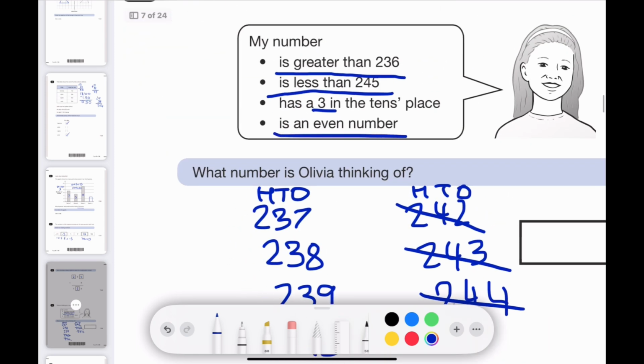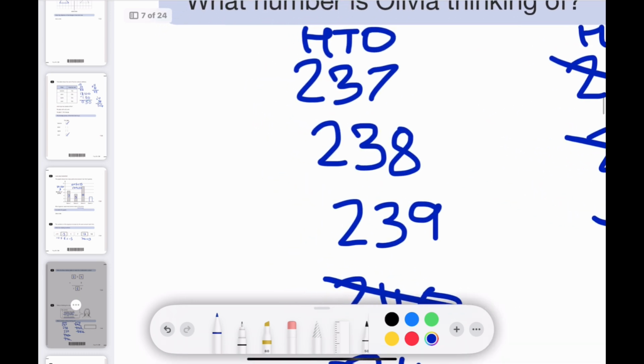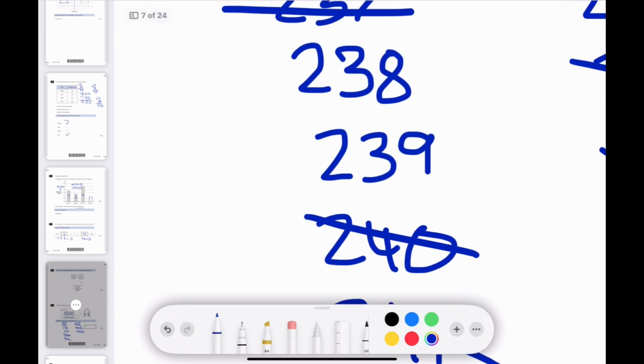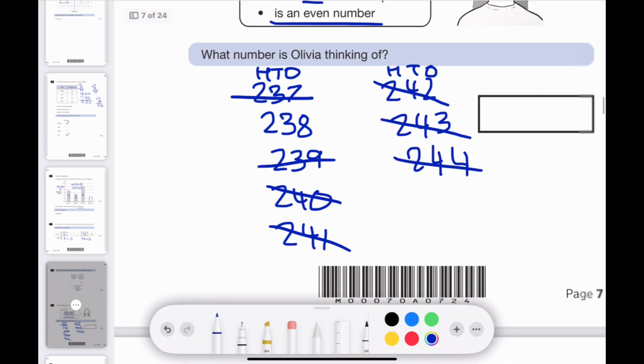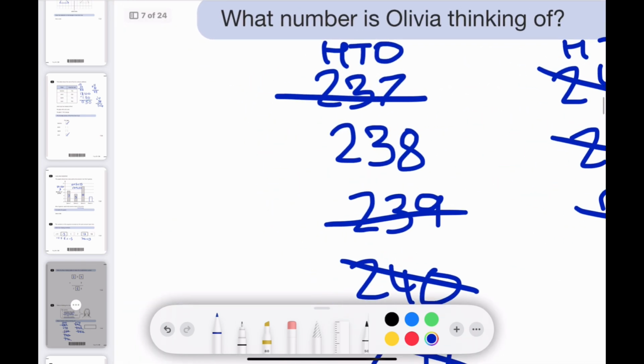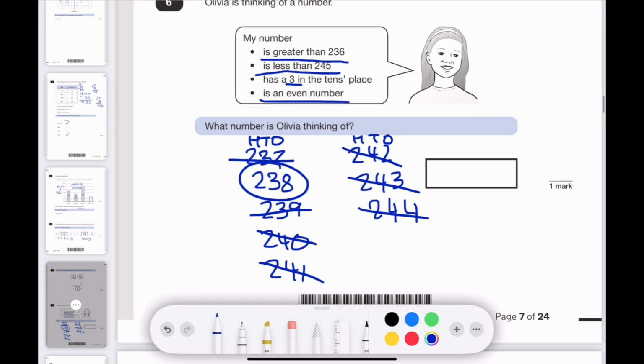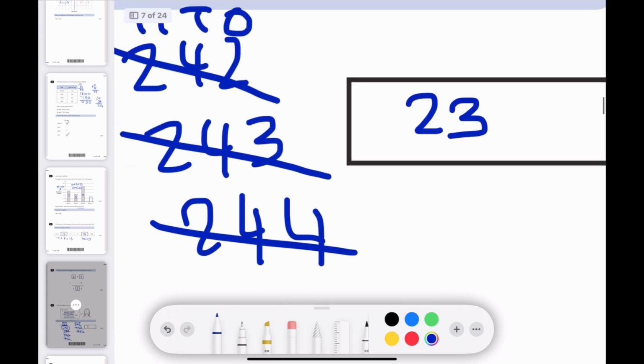It is an even number. So the ones place has to be a multiple of 2. 7 is not a multiple of 2, so let's cross that out. And it's the same as 239. Our remaining number is 238. So our answer to this question is 238.